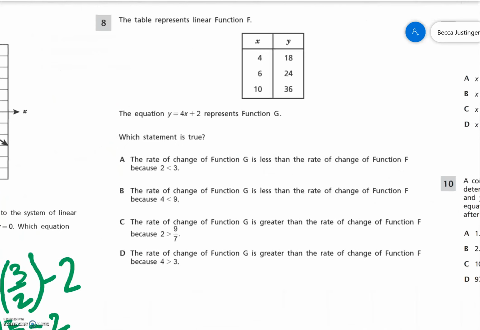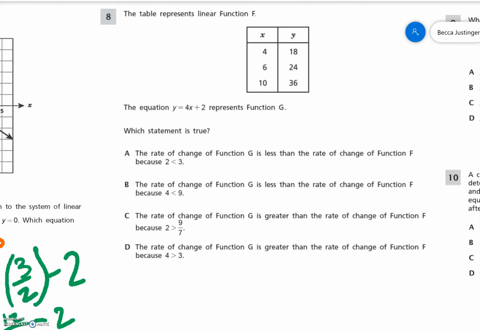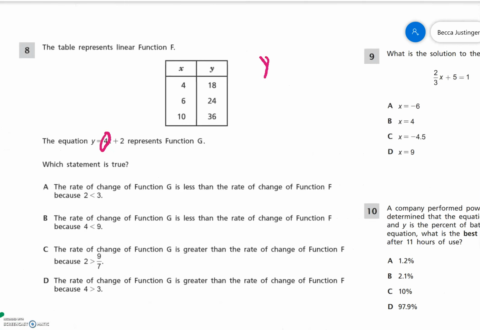Next, number 8. The table represents the linear function f. The equation y equals 4x plus 2 represents the function g. Which statement is true? We are looking at the rate of changes. So the rate of change for function g is 4, and for function f, we have to see what the rise over run is. Remember, rate of change is slope, y2 minus y1 over x2 minus x1.